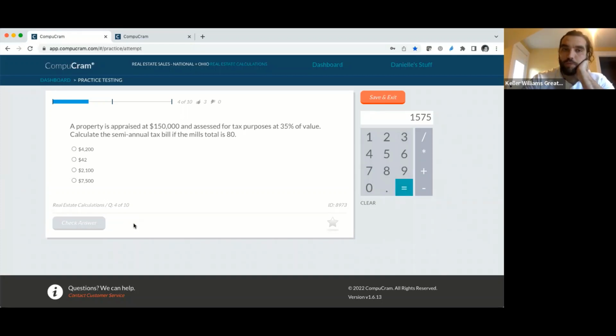Question number 4, a property is appraised at $150,000 and assessed for tax purposes at 35% of value. Calculate the semi-annual tax bill if the total mills is 80. Is it A, $4,200, B, $42, C, $2,100, or D, $75? Take about a minute to do that. Pretty straightforward one again.